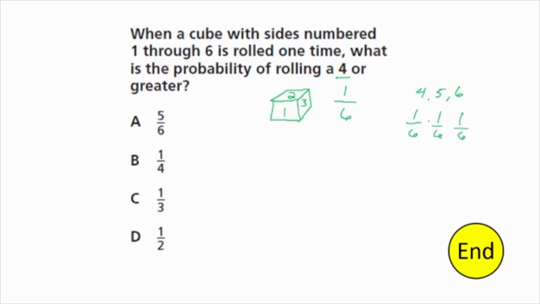So I've got a pretty good chance of rolling one of those 3 numbers. So I add these 3 together and I get 3 out of 6 of those choices, and reducing that down I get 1/2. So I've got a 50% or 1/2 probability I'll roll one of those 3 numbers. My choice is D.